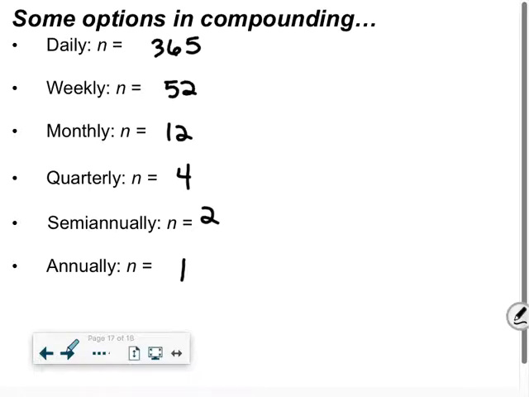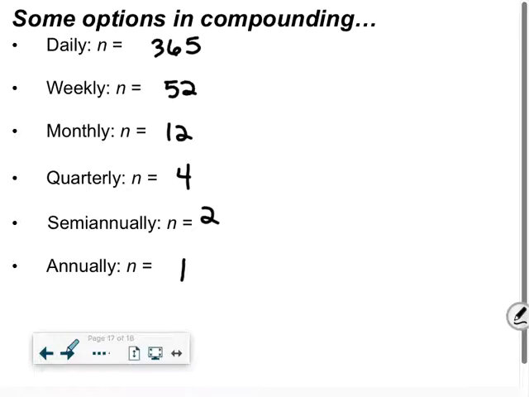You should know that there's 365 days in a year. That should be common knowledge. You should know there's 52 weeks in a year. There's 12 months in a year. There's 4 quarters in a year. Semi-annually means twice a year, and annually is once. So you may not put that on the orange paper. You should know that. That's just common information. All right, when you're ready, let's flip it and do a couple more problems.